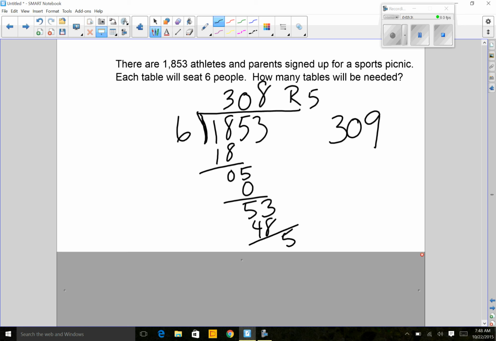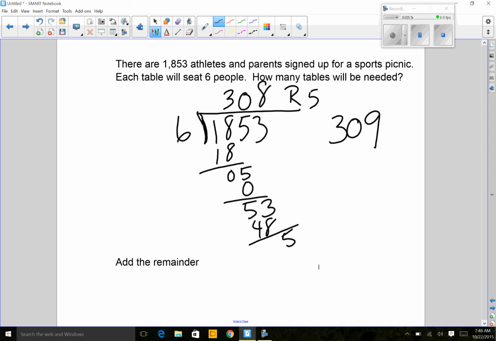So that's how I'm interpreting this remainder. This 5 means I've got 5 more people left over. So in this case, my technique is to add the remainder. I'm adding 1 up to the 308, to make it into 309, because those 5 people are hanging out somewhere. They've got to have a table. So they're going to get that extra table.